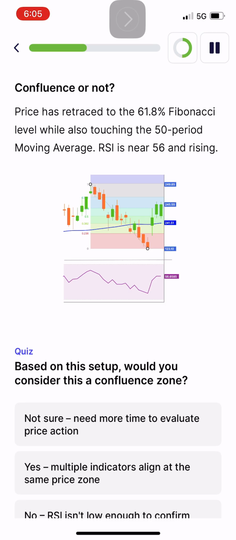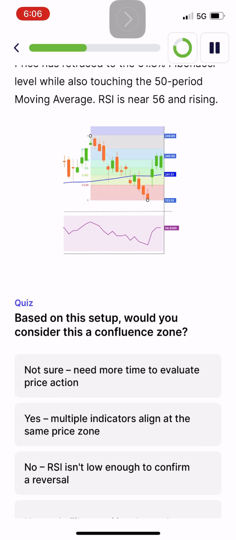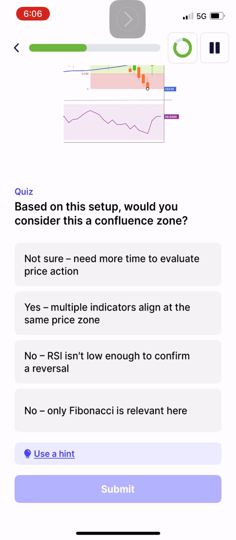Not sure. Need more time to evaluate price action. Yes. Multiple indicators align at the same price zone. No. RSI isn't low enough to confirm a reversal. No. Only Fibonacci is relevant here.